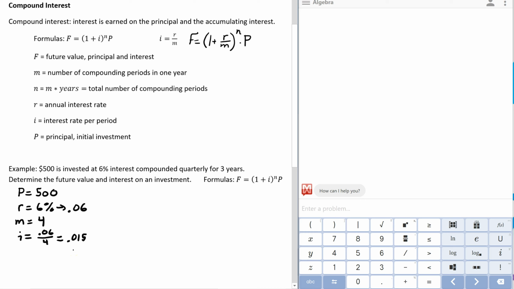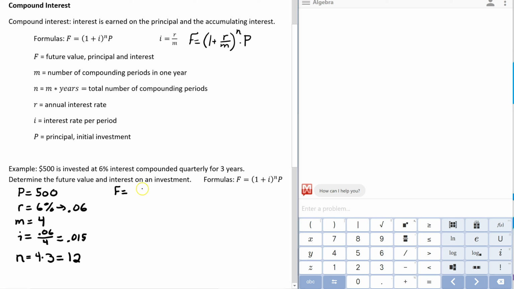Like I said, I tend to leave this formula out and just use the combined formula, but there's times in problems where it asks for the I value, which is your interest rate per period. What that means in this problem is every quarter you earn an interest of 1.5%. The last value, 3, is the number of years. So we can calculate N, which is the total number of compounding periods, as 4 multiplied with 3 to give us a total of 12 compounding periods.